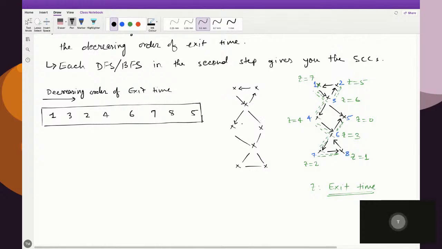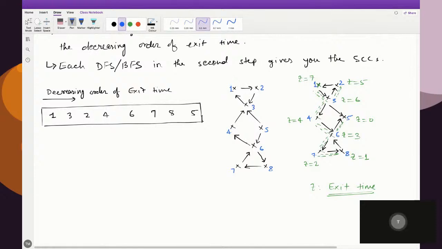Oops, the edges have to be reversed, my bad. So the edges have to be reversed for this, this, this, and this. This guy will be equal to this. The nodes are still numbered as 1, 2, 4, 5, 6, 7, 8.